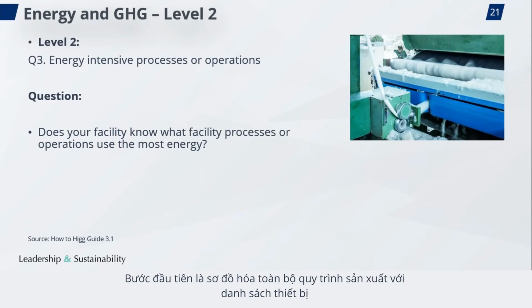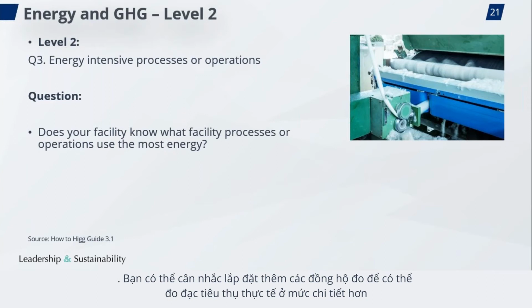So if you know which machines, which departments use the most energy, then you can put most of your efforts there. And a first step would be to map out your production processes together with a list of all machinery installed, and then your energy use parameters and energy use data. You may wish to evaluate also if you possibly need to have more meters installed in order to be able to measure actual consumption at a more detailed level.